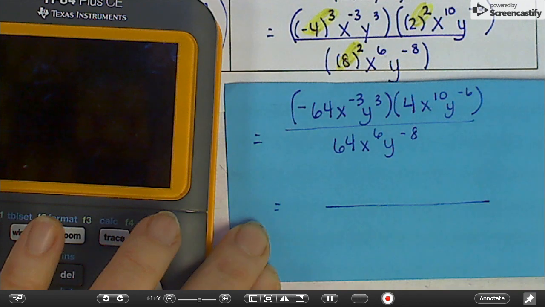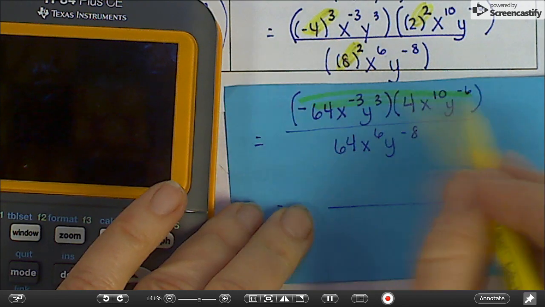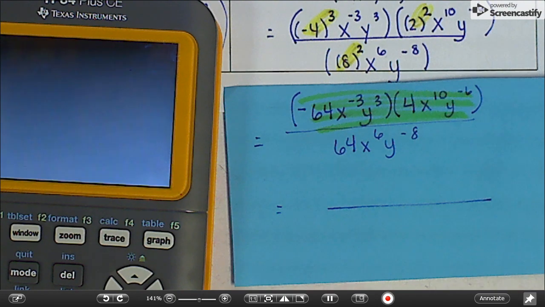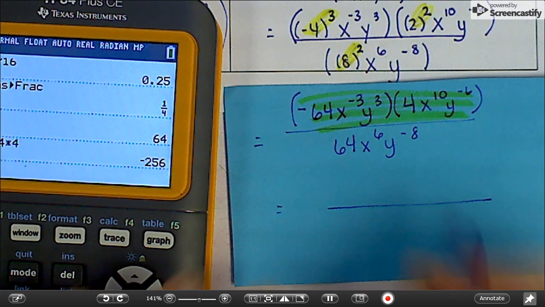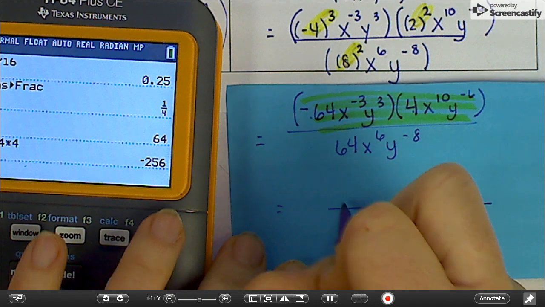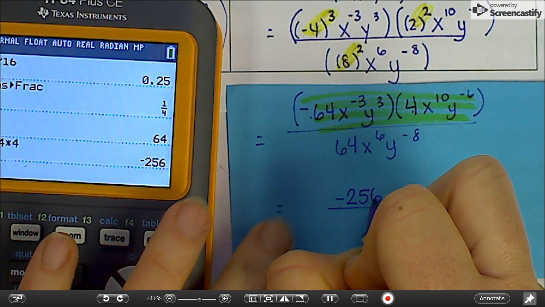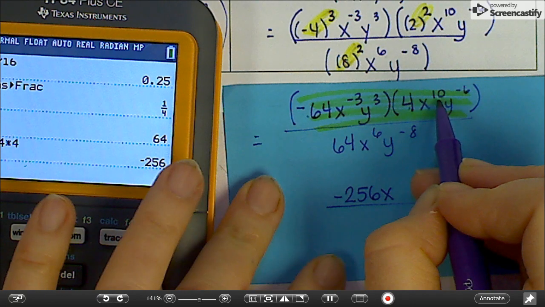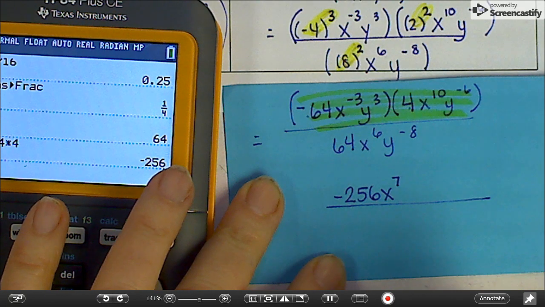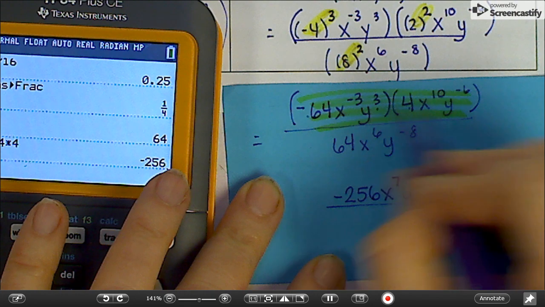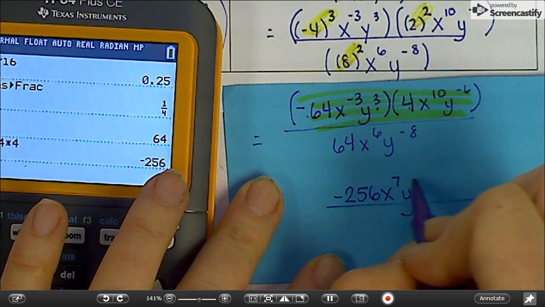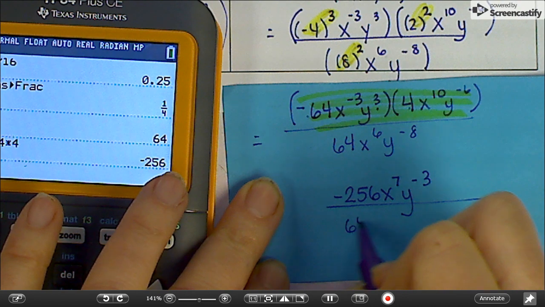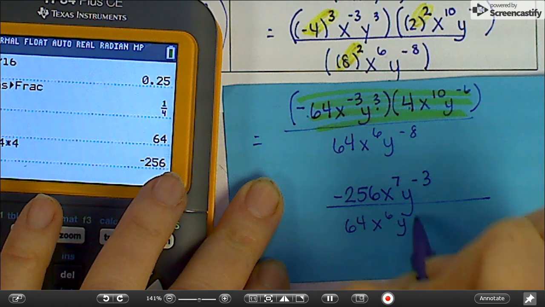Okay, next, we will multiply. So we're going to do the top first because we need to do that before we move to the bottom. So we have negative 64 times 4, coefficients, is negative 256. X, we have negative 3 plus 10, 7. Y, 3 plus negative 6 is negative 3. On the bottom, the same, 64, x to the 6th, y to the negative 8.